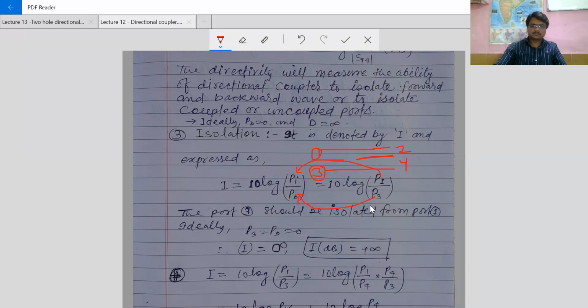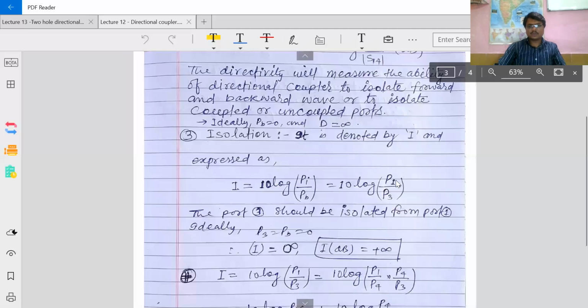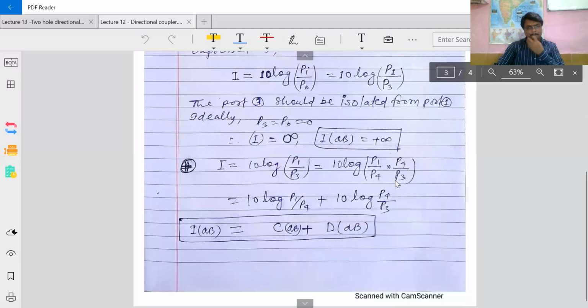Ideally this P3 or PB should be equal to 0, and then ideally this isolation I should also be equal to 0. Now there is an important relationship between I, C, and D. So let us see what the relationship is.